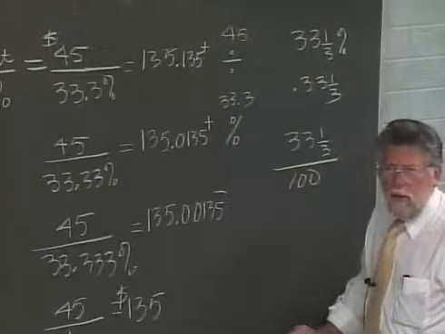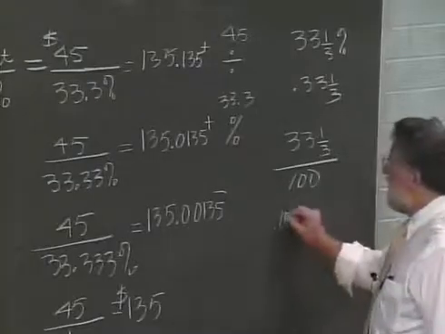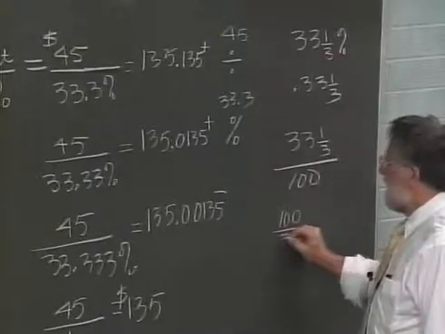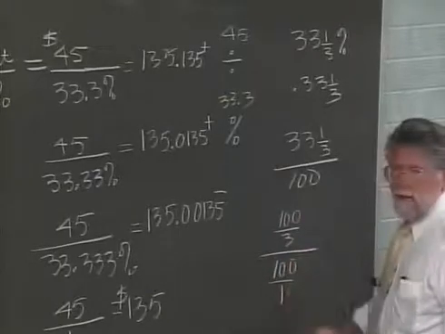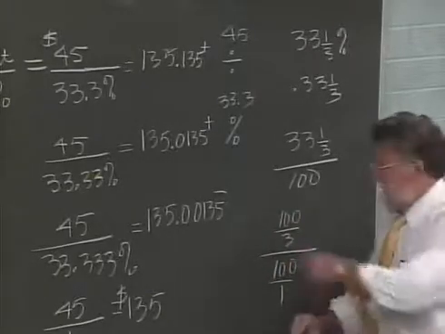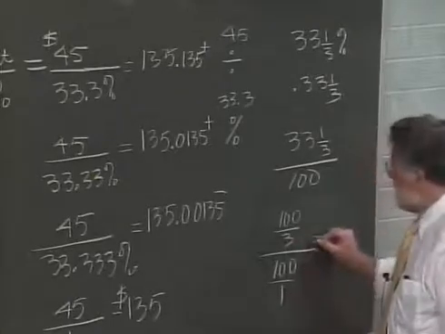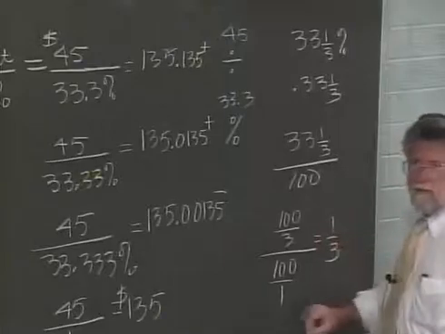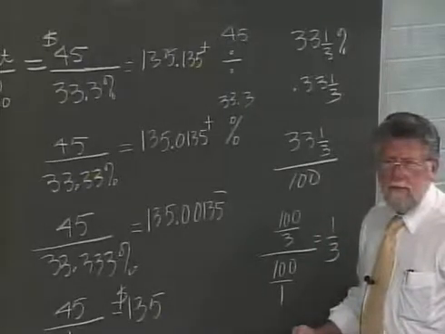Now, what is 33 1/3 as an improper fraction? 33 1/3 is 100 over 3. Very good. And that's divided by what? 100 over 1. So if I take this, divide by this, invert and multiply, 1/3. We can always use that technique. Okay?